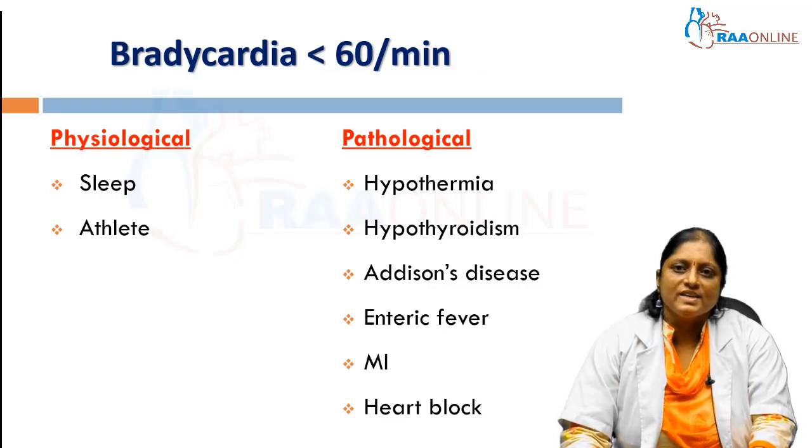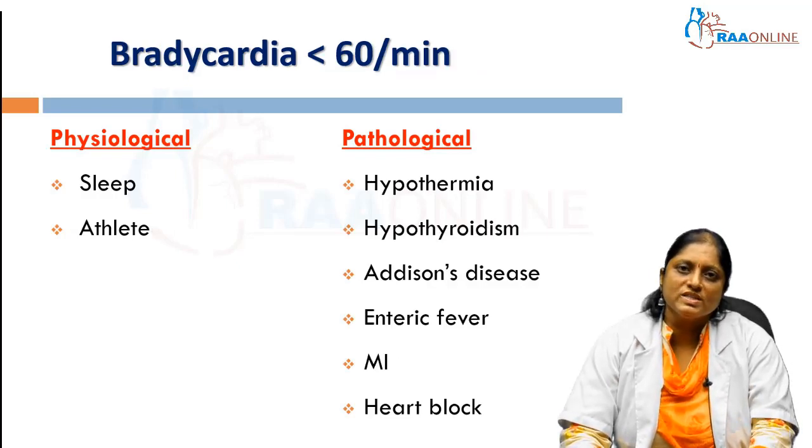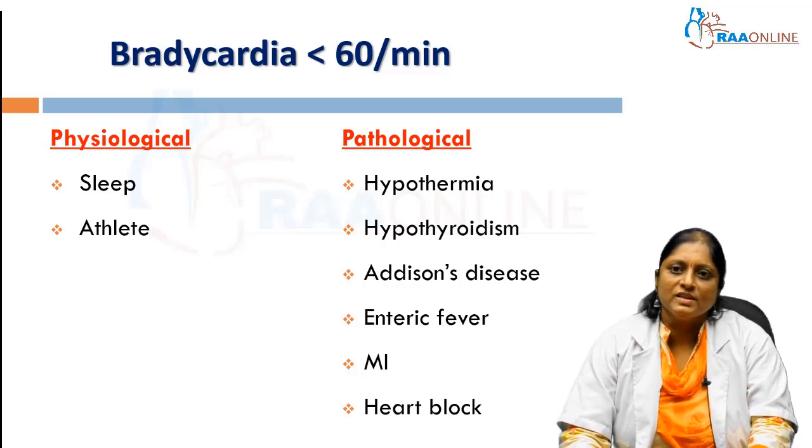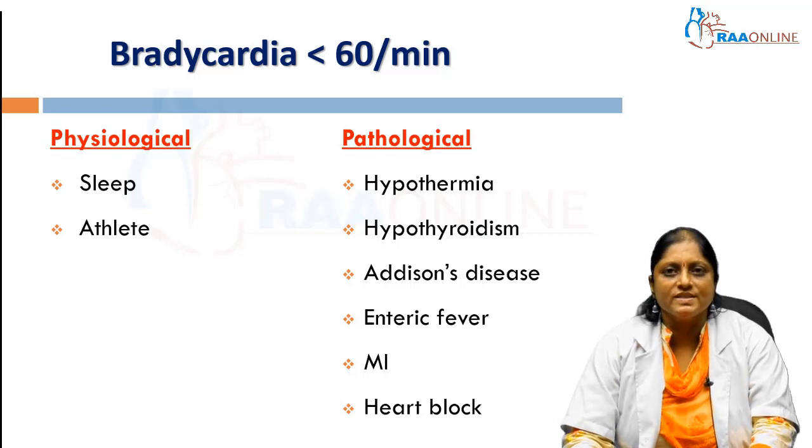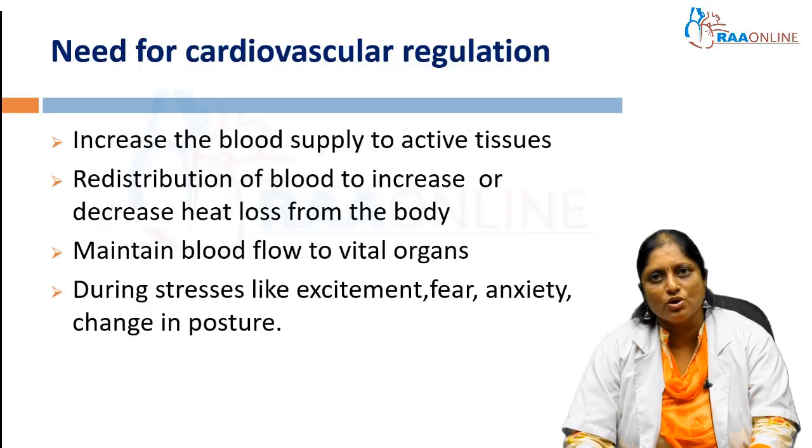If the heart rate is less than 60 beats per minute, this is called bradycardia. Again, there are various physiological as well as pathological factors for this bradycardia. Sleep as well as trained athletes do have bradycardia, and the pathological causes include hypothermia, hypothyroidism, Addison's disease, enteric fever, myocardial infarction as well as heart block.